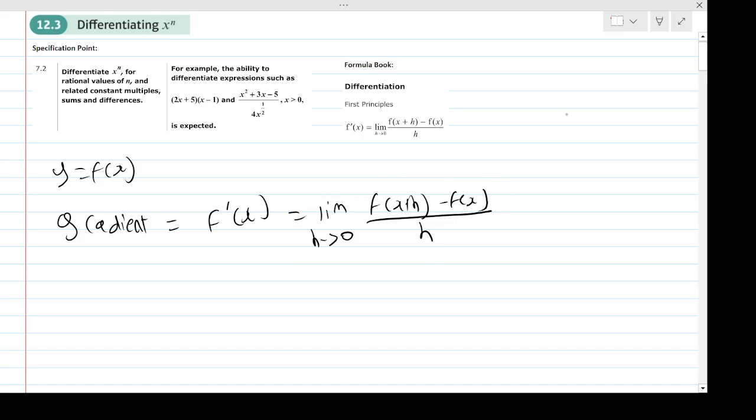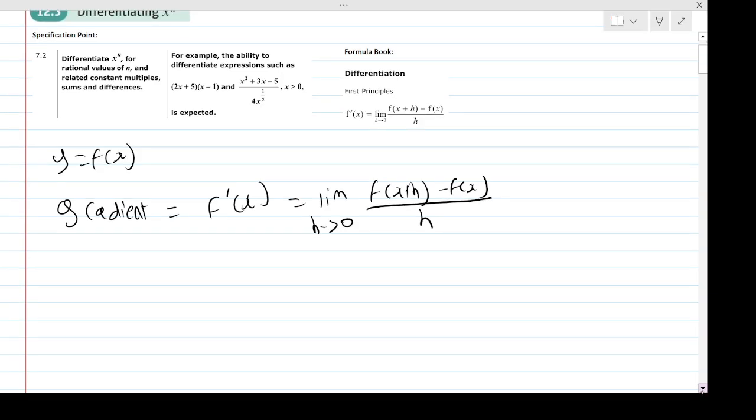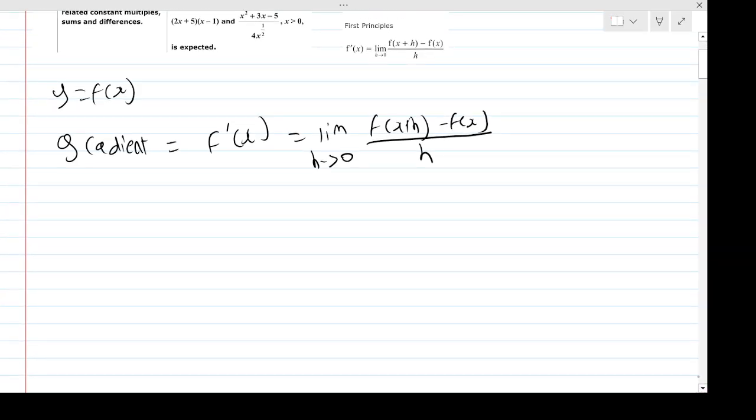However, for certain functions it can be pretty difficult or pretty tiresome to use this definition every single time, right? So mathematicians, they were lazy or creative, depends how you look at it. Instead, they tried to find more rules or ways of working out particular gradients of particular functions without having to just use this formula here.